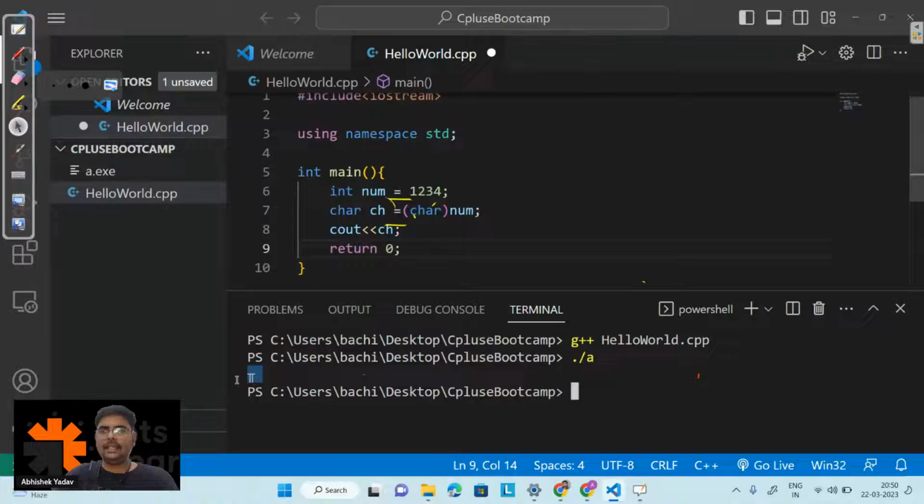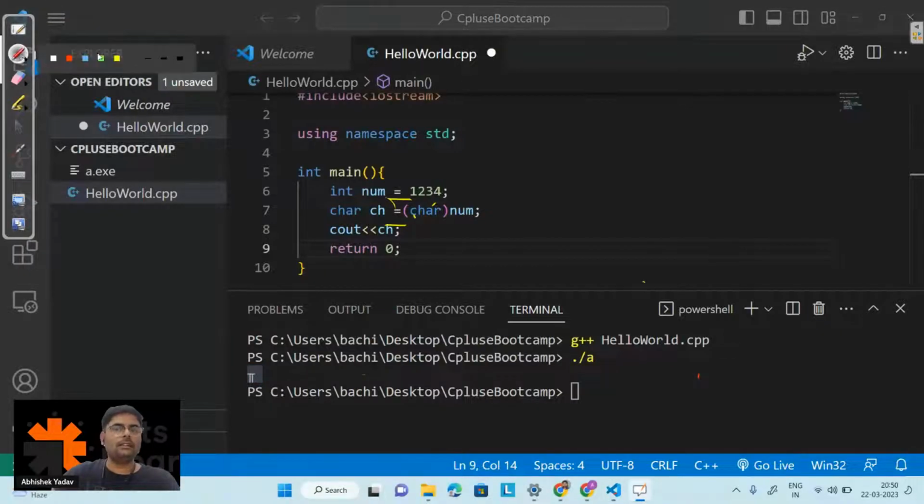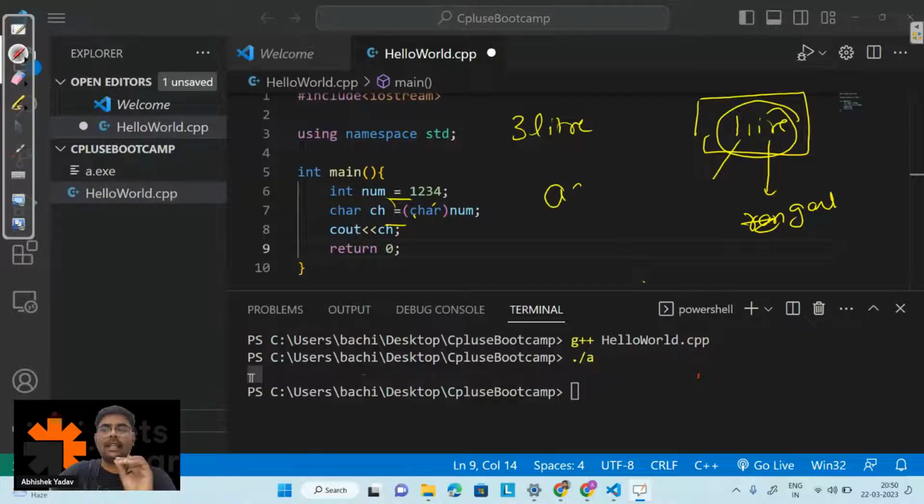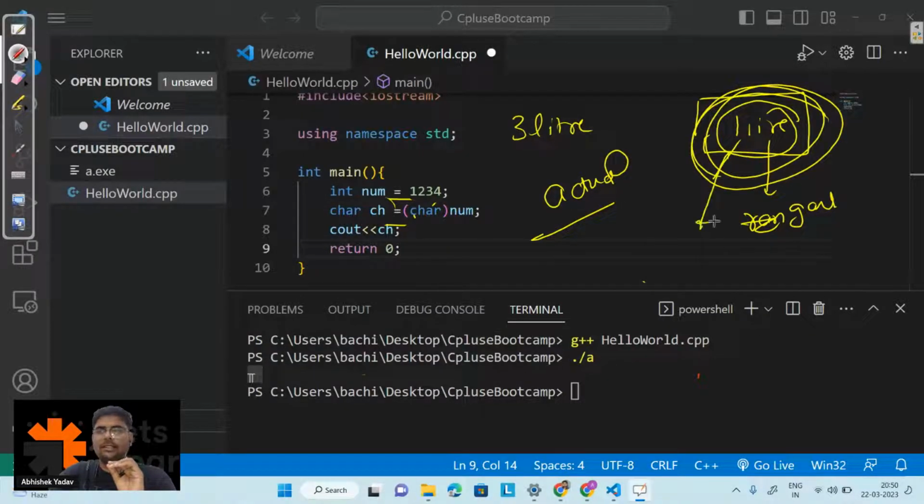So basically, I have 3 liters of water, and there is a 1 liter container. So 1 liter of water is stored. So I am getting some random output, some garbage value. That is 1 liter. I am not getting the actual answer. So I am treating this value as the garbage value, and you can see I am getting the same garbage value again and again.